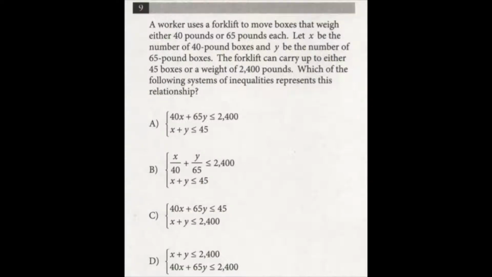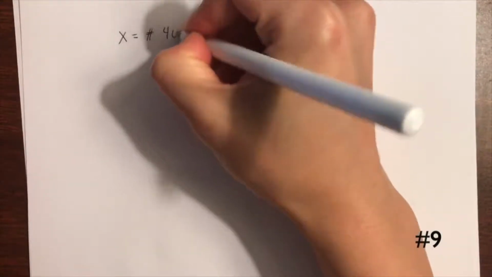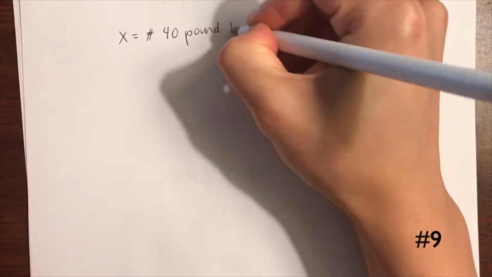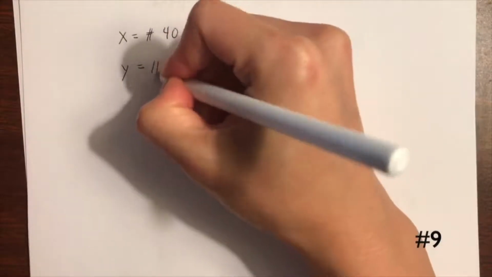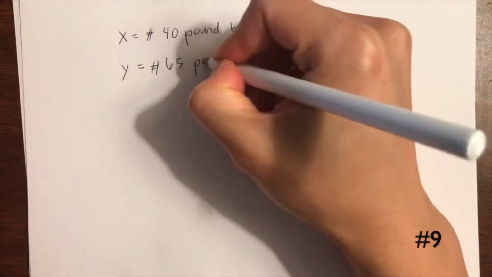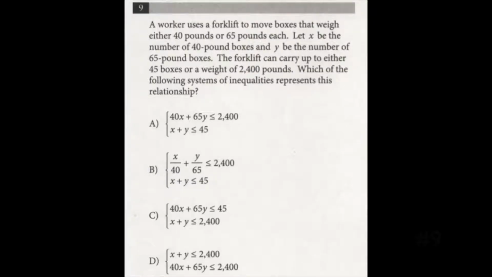A worker uses a forklift to move boxes that weigh either 40 or 65 pounds each. Let X be the number of 40-pound boxes and Y be the number of 65-pound boxes. The forklift can carry up to either 45 boxes or a weight of 2,400 pounds. Which of the following systems of inequalities represents this relationship?